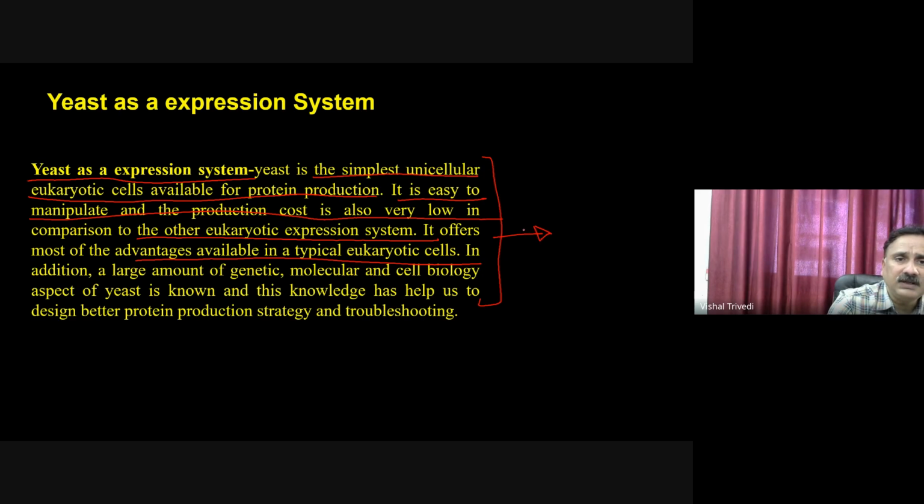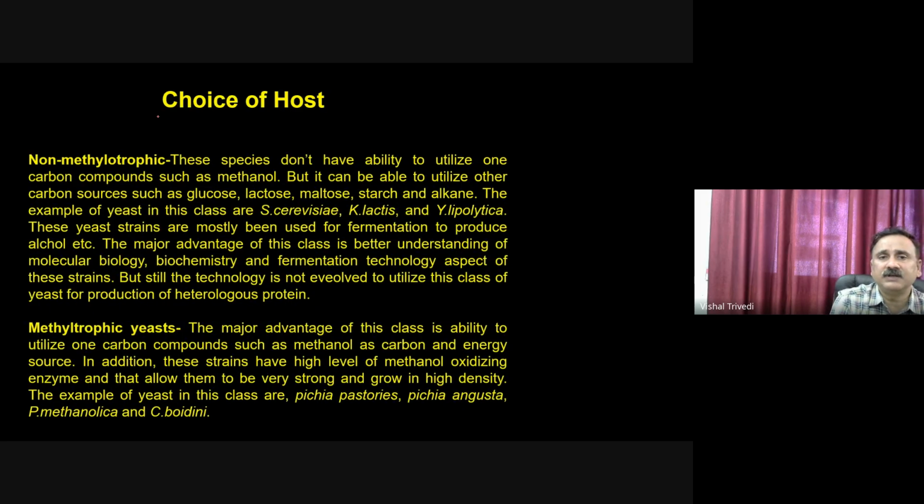Now, talking about the yeast, you can have two different choices. You can have the non-methylotropic yeast, or you can have the methylotropic yeast. In a non-methylotropic yeast, they don't utilize one carbon compounds such as methanol. They can utilize other carbon sources such as glucose, lactose, maltose, starch and alkanes, such as S. cerevisiae, K. lactis, and Y. lipolytica, and these strains are mostly used for fermentation to produce alcohol.